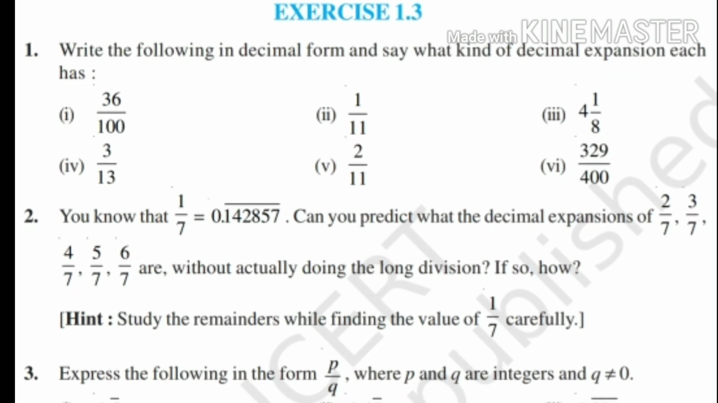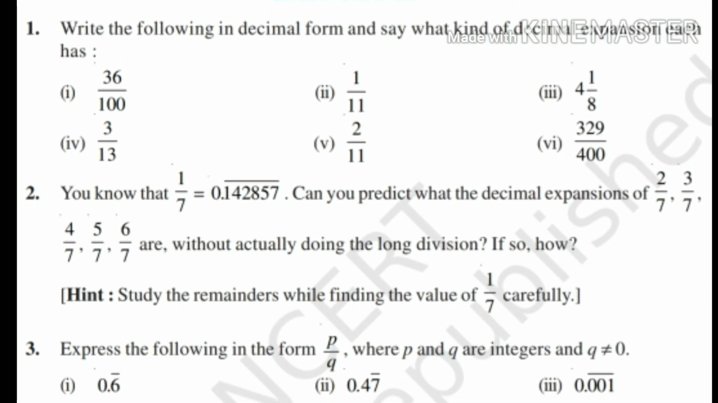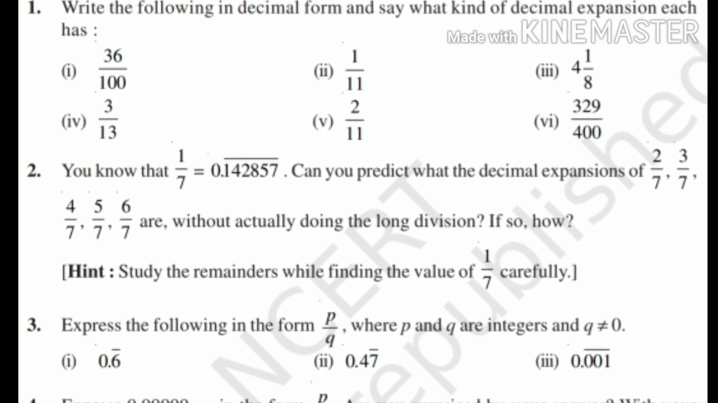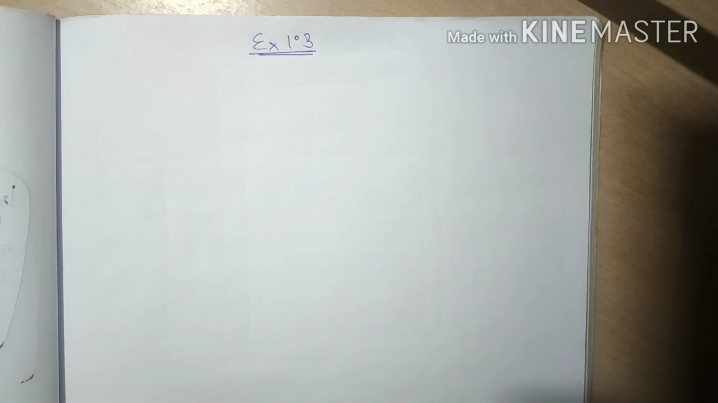Hello everyone. So now let us start 1.3 exercise of class 9 NCERT. First question is a very simple question. We need to express the decimal expansion of the given rational numbers. Like this, another example like this. So I think you can do all the questions very easily.